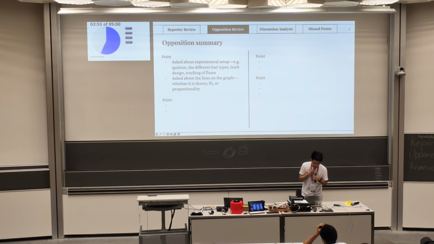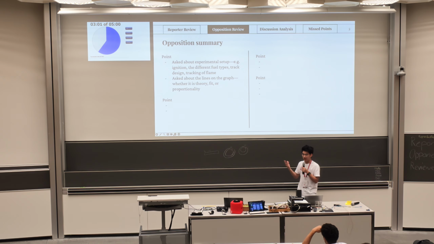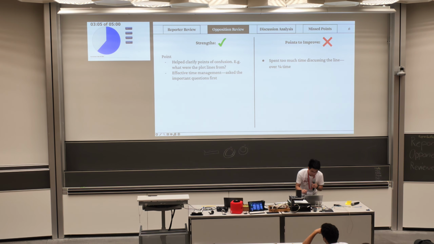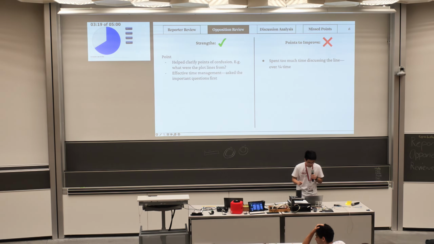The opposition firstly asked about the experimental setup inside the questions, and also asked about the lines on the graph, which I believe the reporting team has answered are going to be trend lines mostly. And then, moving on, we believe that some of the strengths here are that the opposition has actually clarified the cause of confusion and also cleared up the qualitative mechanism, basically how the thing actually moves forward inside the linear track. It also has effective time management because it asks the important questions first.